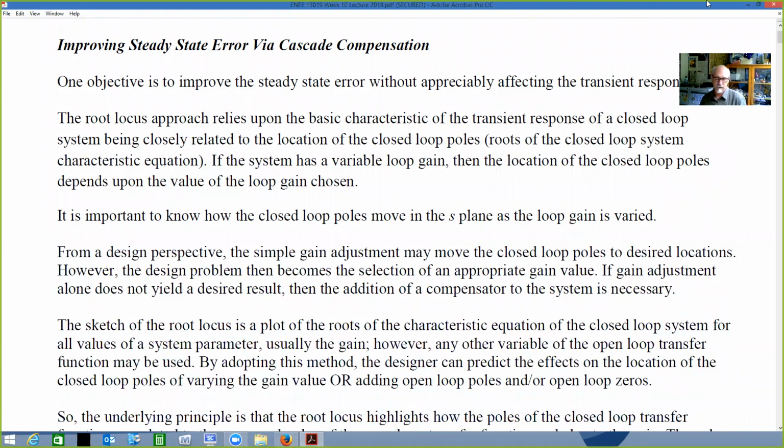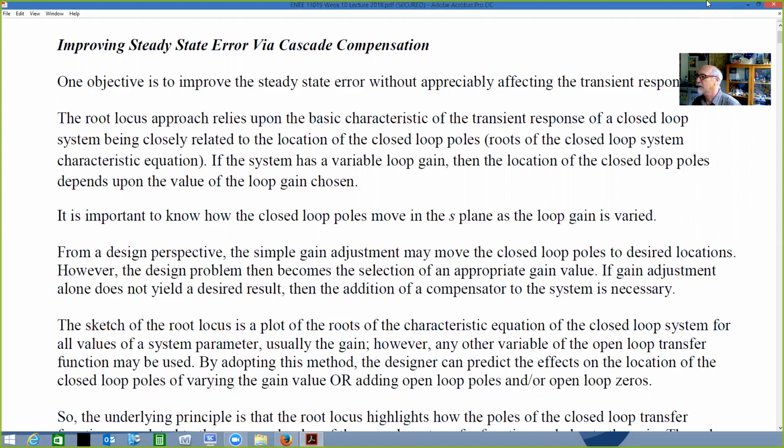What we're going to do is adopt a technique we've used before, the root locus technique. Basically that approach relies upon the basic characteristics of the transient response of a closed loop system being closely related to the location of the closed loop poles, which are the roots of your closed loop system, found through getting your characteristic equation, which is the denominator of your transfer function, and then equating that to 0 if we want to find the roots, or using other techniques to help us find information.